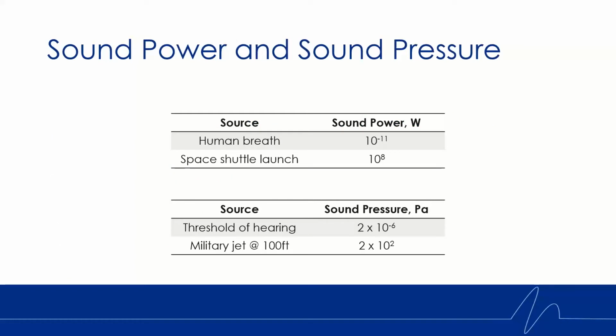So if we compare a couple of things here, let's look at these two charts. First one being sound power. We measure this in watts. We compare a human breath to a space shuttle launch. You can see there's quite a vast range there in terms of the sound power. Same thing for sound pressure. We're comparing the threshold of hearing to a military jet, a very large range of numbers.